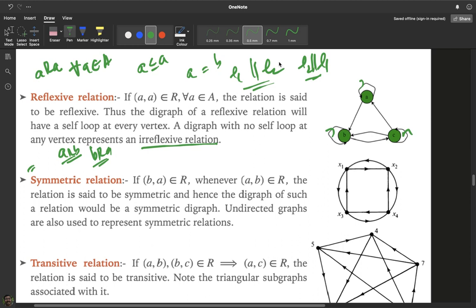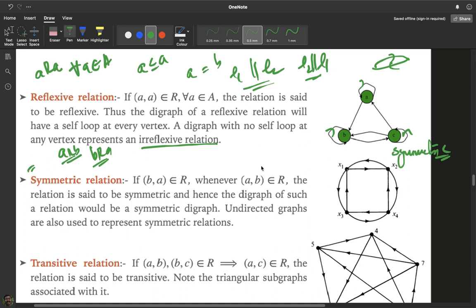And what will be the diagram of a symmetric relation? If you draw an edge from A to B, you should also have an edge from B to A. So for every edge from A to B, you should have an edge in the reverse direction also. Such types of graphs we already know by a name from the last session. They were called symmetric graphs. So in a symmetric graph, for every edge from vertex V1 to V2, we will have an edge from V2 to V1 also. So symmetric graphs are actually the representation of symmetric relations. If there is an edge from vertex A to B, you should also have an edge from vertex B to A. So this is an example of a symmetric relation.